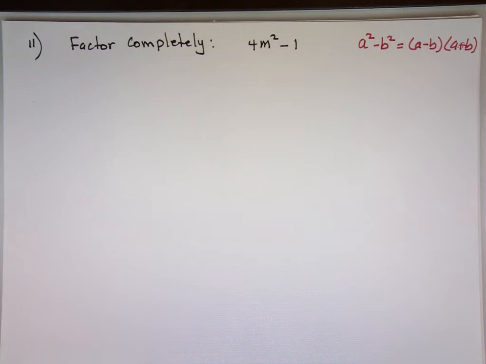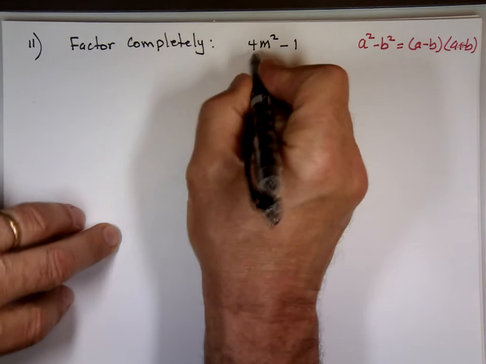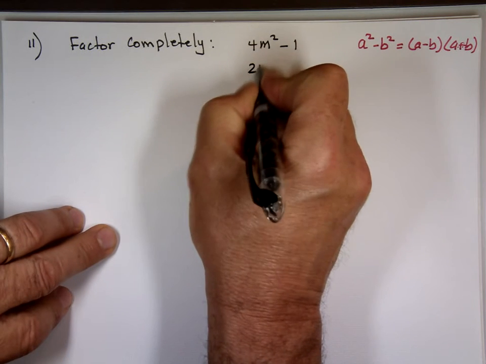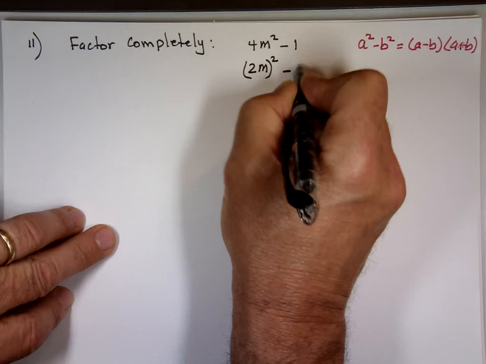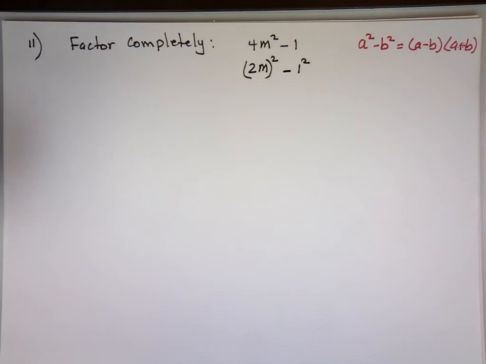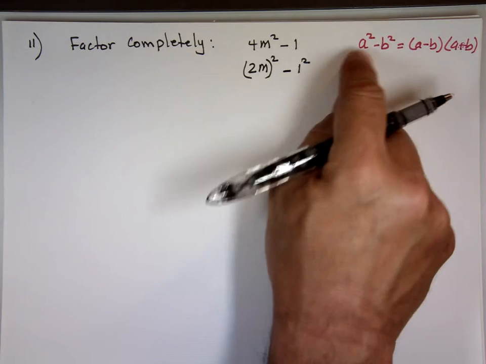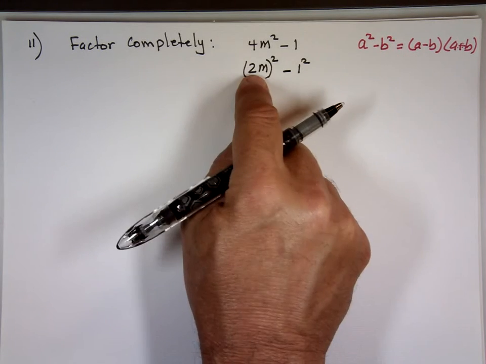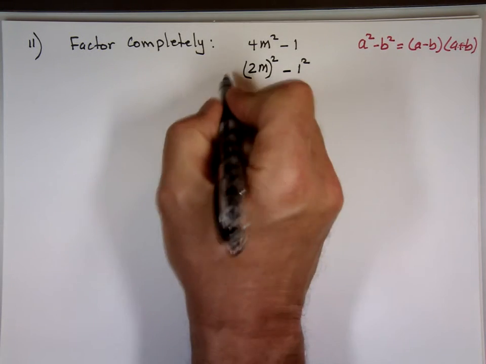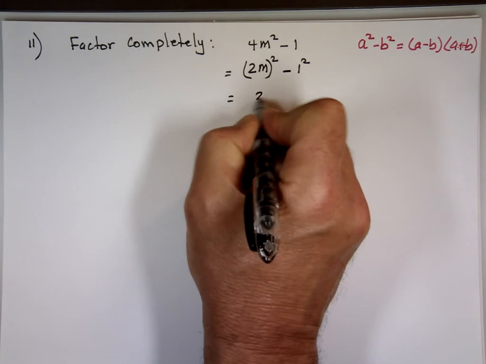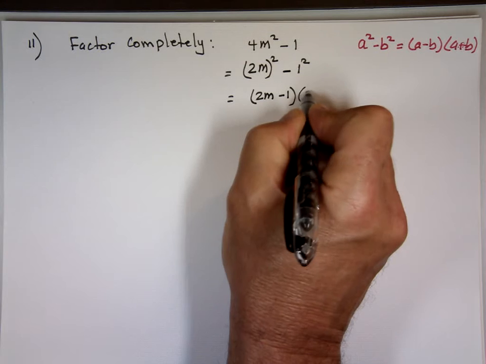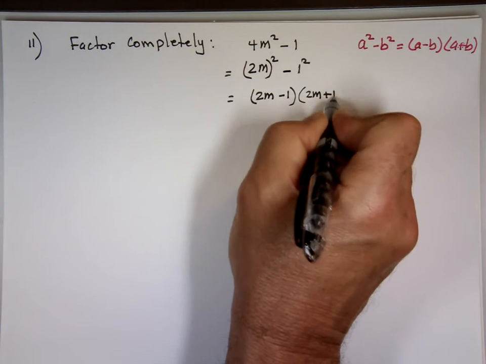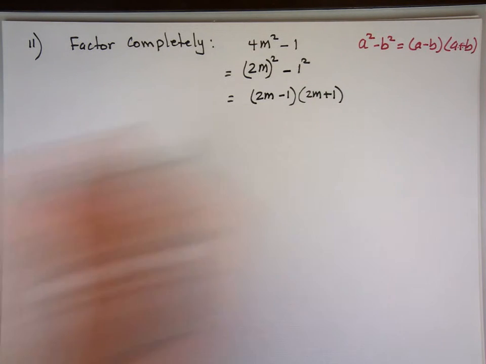But that doesn't look like something squared. I can make it something squared as 2m squared minus, the 1 is actually 1 squared. 1 is like a wild card. 1 to any power is 1. Now that fits that look. A is the 2m, b is the 1. So when you factor that, that's 2m minus 1, 2m plus 1. And notice they're not the same, so I can't put them together and make it a square.